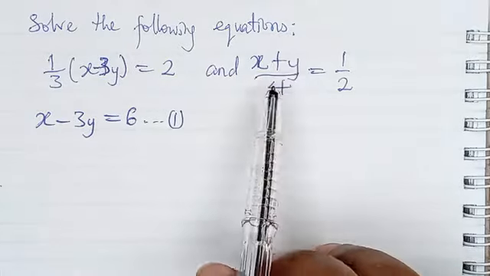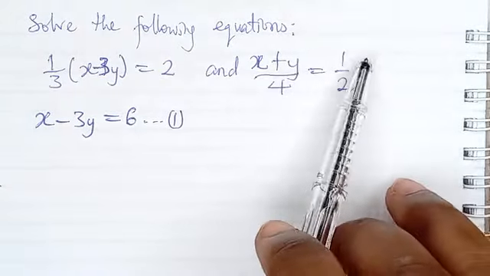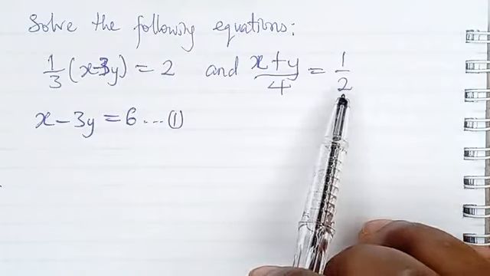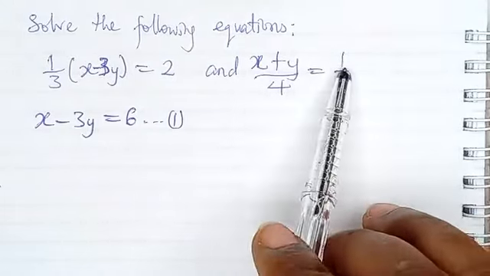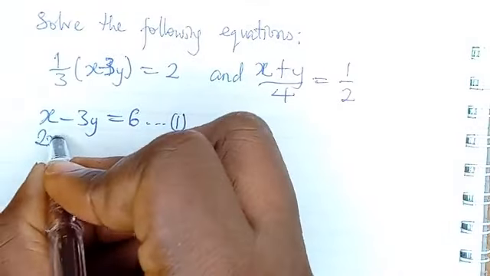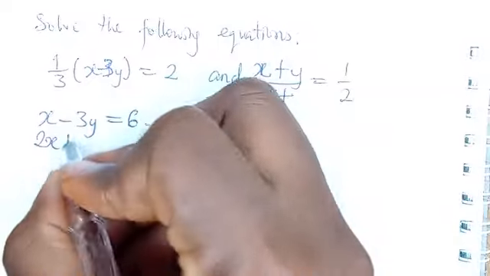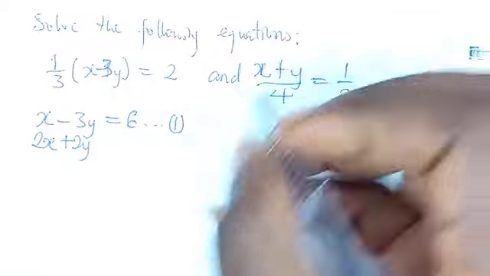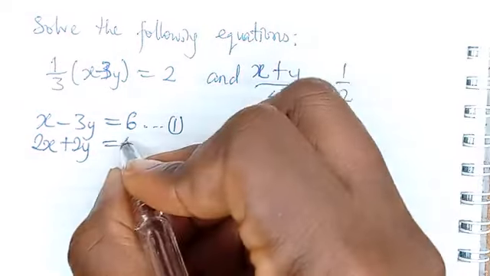On this other part, we are going to cross multiply so as to eliminate the fraction. When we cross multiply, 2 multiplies this and then 4 multiplies this. So when we do that, we are going to get that 2x, that's 2 times x, plus 2y, 2 times y, is equal to 4 times 1, which is 4.